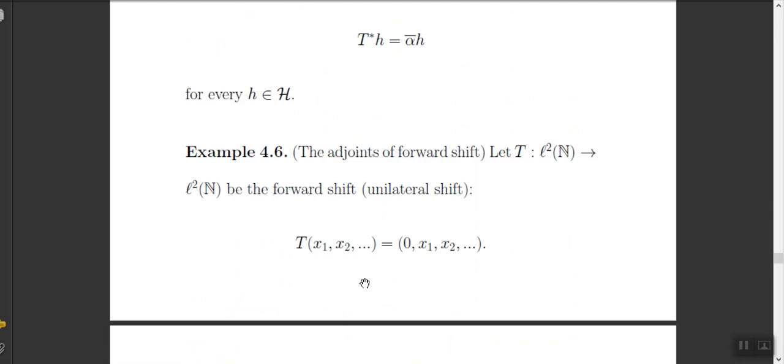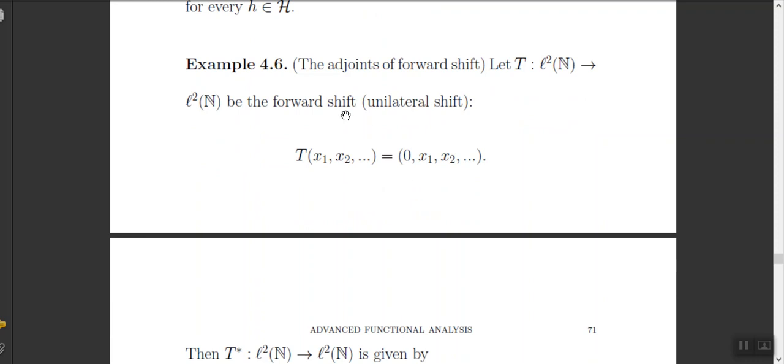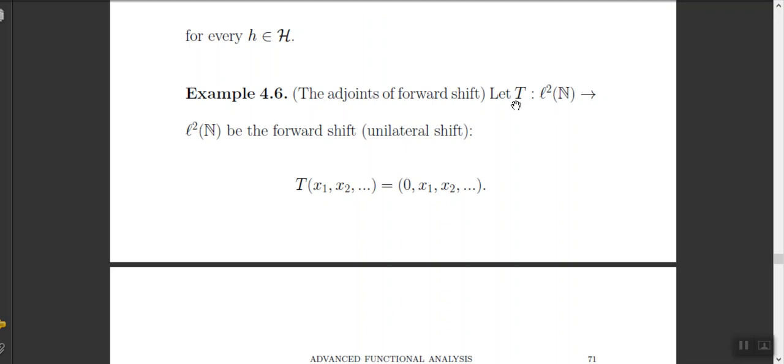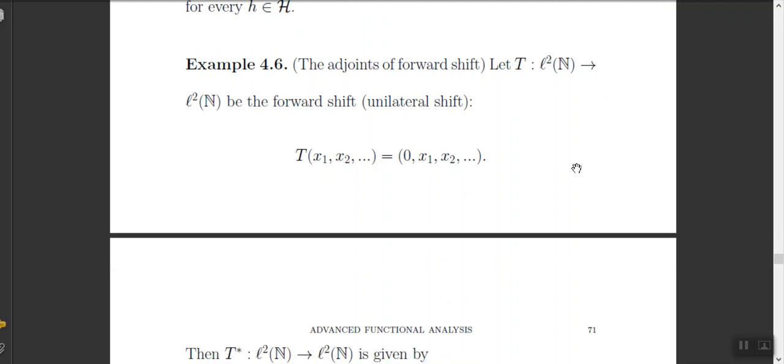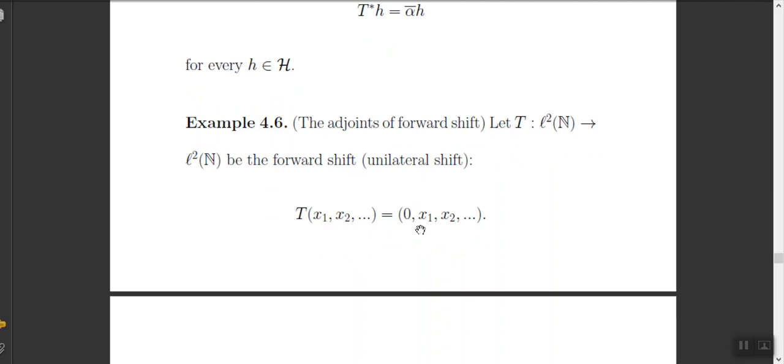Next, look at here. We want to find the adjoint of the forward shift, or the unilateral shift. Do you remember we already talked about this bounded linear operator T on L2? T on L2 is defined to be like this, right? Which is called the unilateral shift or forward shift. Okay, it is a bounded linear operator on L2.